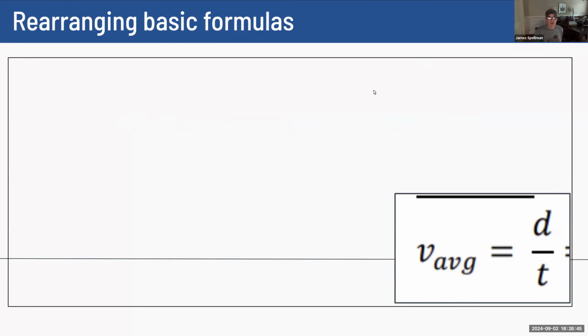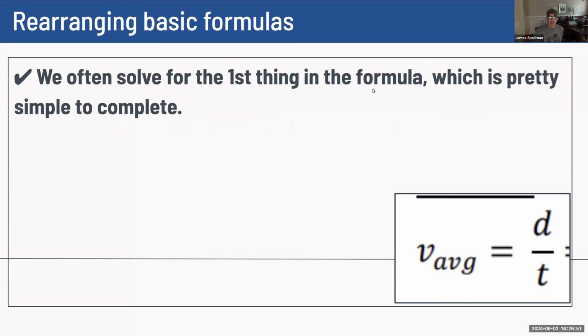So one of the first things I want to go through is rearranging some basic formulas. We should have done this probably a little bit in the first unit, but we worked through it a little bit. So if you look at the picture on the screen right here, I've got something that's off of our reference sheet. And it says V average equals D over T. We've been using this for a month. And oftentimes we solve for this V that's right here, and that's usually pretty easy to do. If we know distance and time, we just divide them and we get an answer.